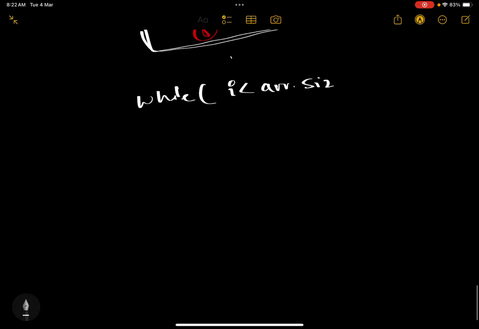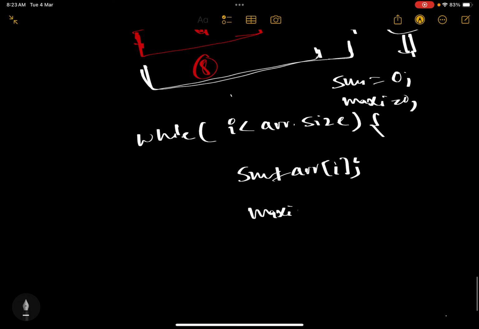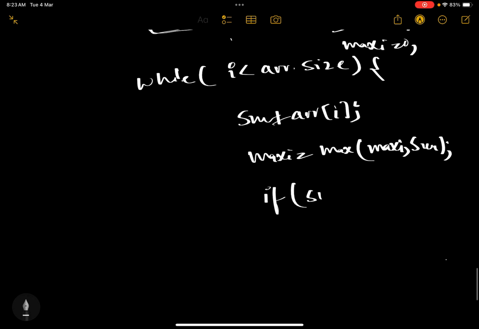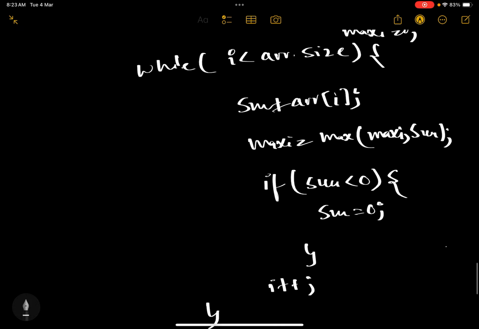I less than array dot size. First, two things: sum was 0 and maxi was 0, right? So I will add sum plus array of I and update it there only. Maxi is equal to max of the previous maxi and the current sum, right? What I told you is, if the sum ever becomes less than 0, meaning negative, keep that sum as 0 so that you do not carry negative sums forward, and keep incrementing I. This is the smallest code, Kadane's algorithm code, very important, Kadane's algorithm.